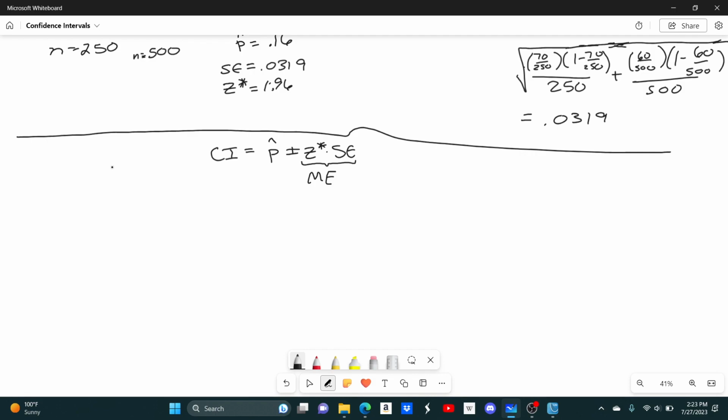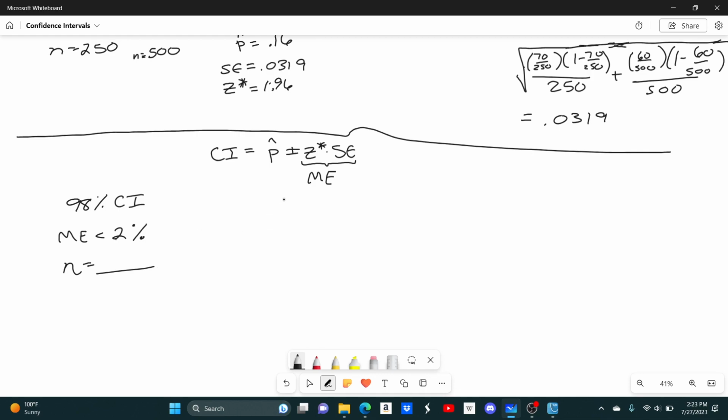So a pretty common question that he'll ask is, assume that you want to create a 98% confidence interval, and you want the margin of error to be less than 2%. What sample size do you need? How many people would you have to sample in order to get this margin of error to be less than 2%?